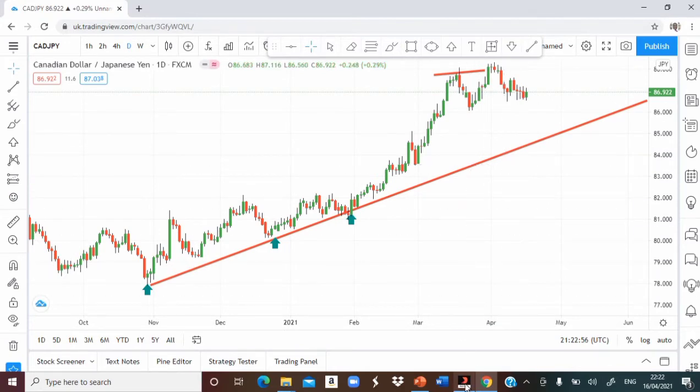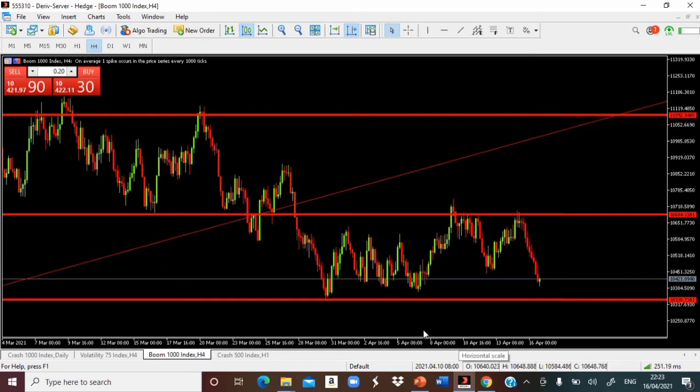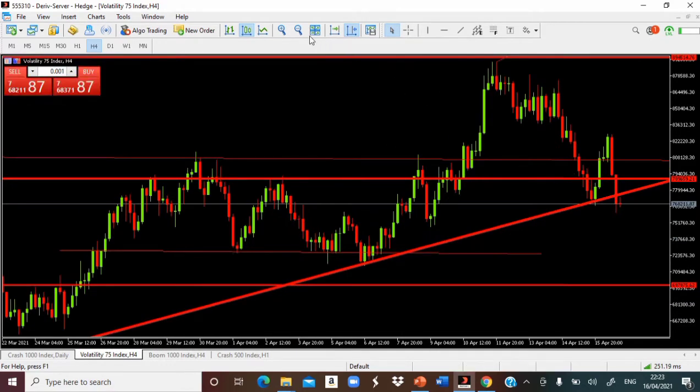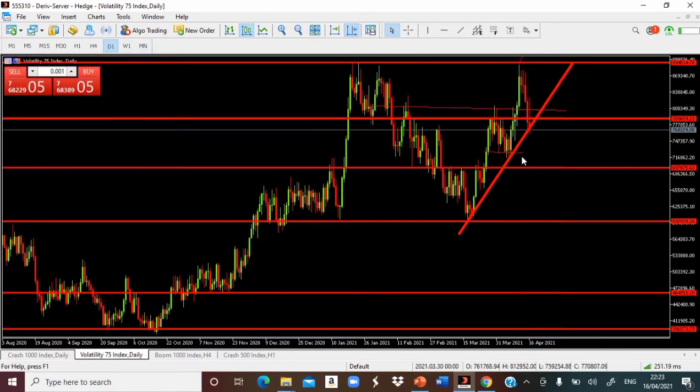Let's look at volatility indices on this trend line. Okay, now this is V75. For those of you who are new, this is another instrument. Look at what I drew: this trend line with a higher time frame. Like this is the trend line.